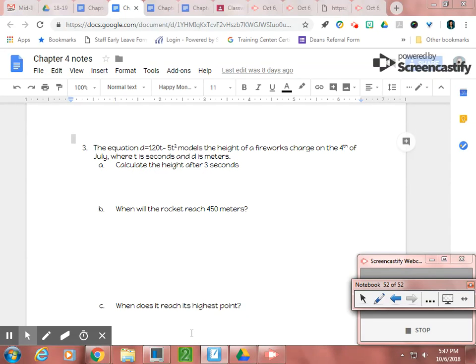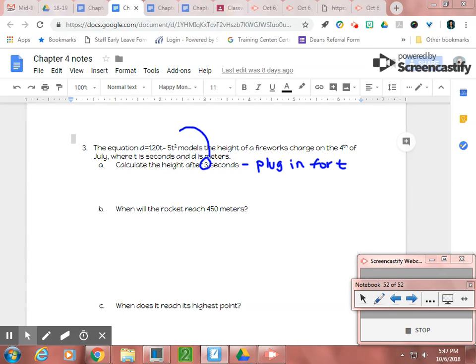Okay, so let's finish this lesson up and finish our last one. This one is a firework. So we want to calculate the height after 3 seconds. So this is a time, so we want to plug in for t. Okay, so the height after 3 seconds.